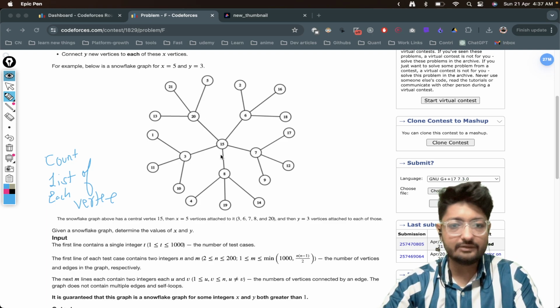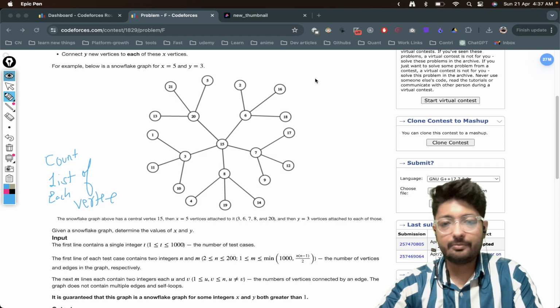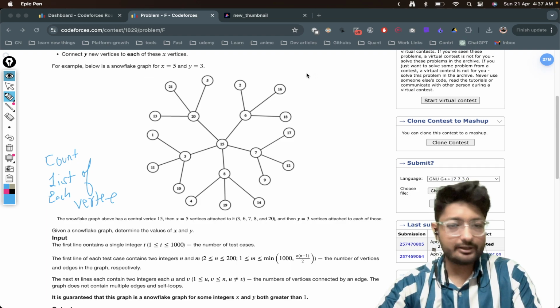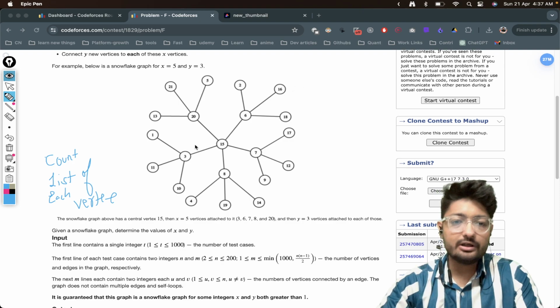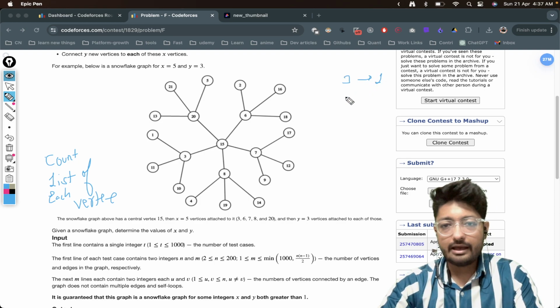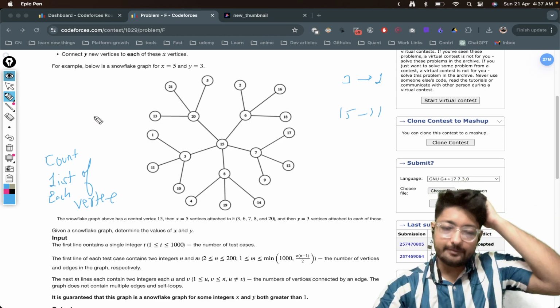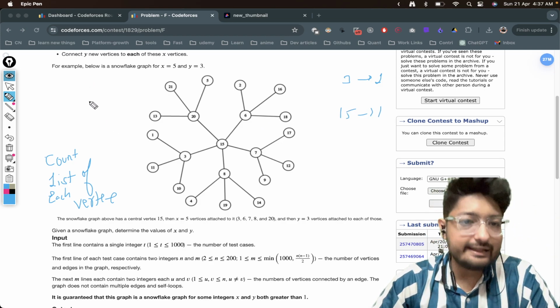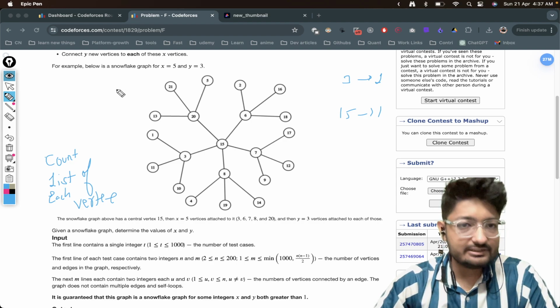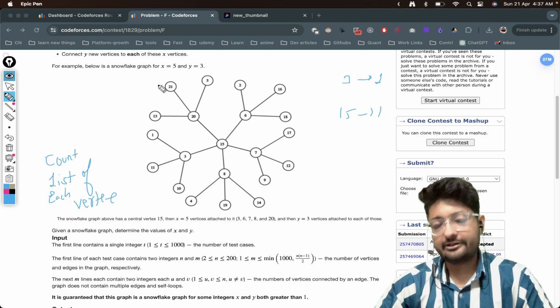Let's say there's an edge between 20 and 15, and between 6 and 15. These are given to you. Let's say there's also an edge between 3 and 15, and 15 and 8. So what you will do is make a vector that stores how many edges are connected to a particular vertex. You will iterate over all the edges, and whenever you find, say, an edge between 3 and 15, you will increment the count of 3 by 1 and of 15 by 1. In the end, you get a list of how many edges each vertex is connected to.